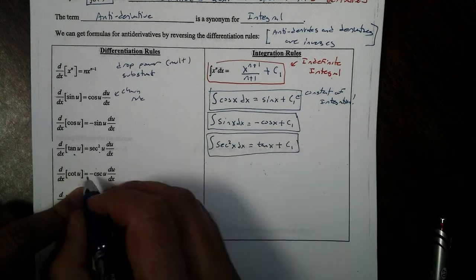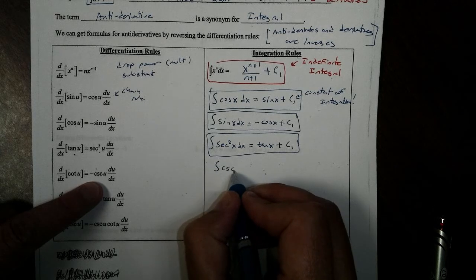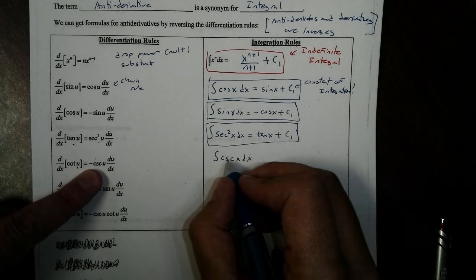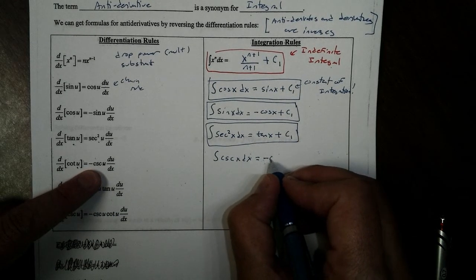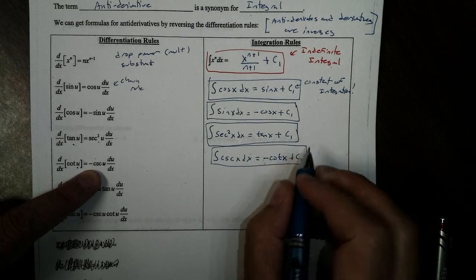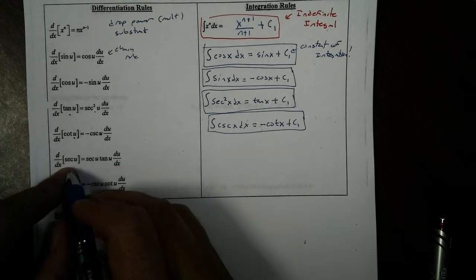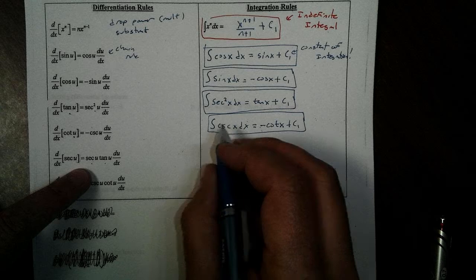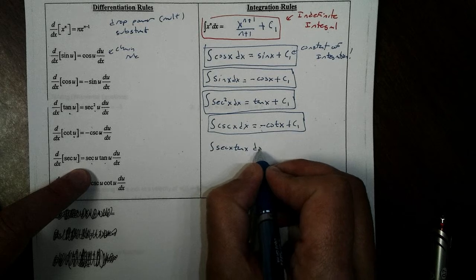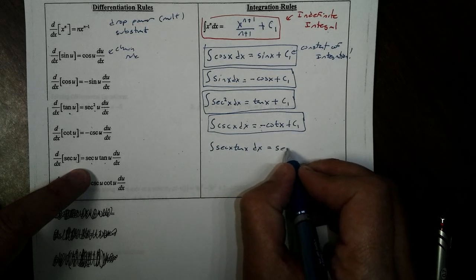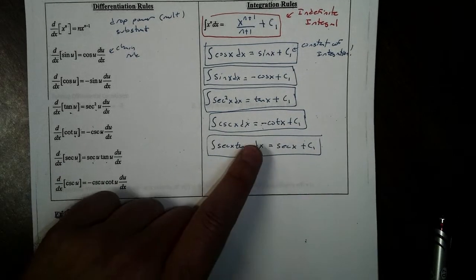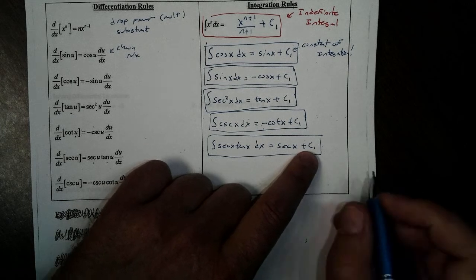And we can just keep going. The antiderivative of cosecant squared of x. Well, the derivative of cotangent is negative cosecant squared. So the antiderivative of cosecant squared is going to be negative cotangent of x plus c1. All right. The derivative of secant is secant tangent, so the antiderivative of secant x tangent of x, again, don't forget the dx, is going to become secant of x plus c1. Now, be very careful. If you forget the dx and the c, you do lose a lot of points on these.